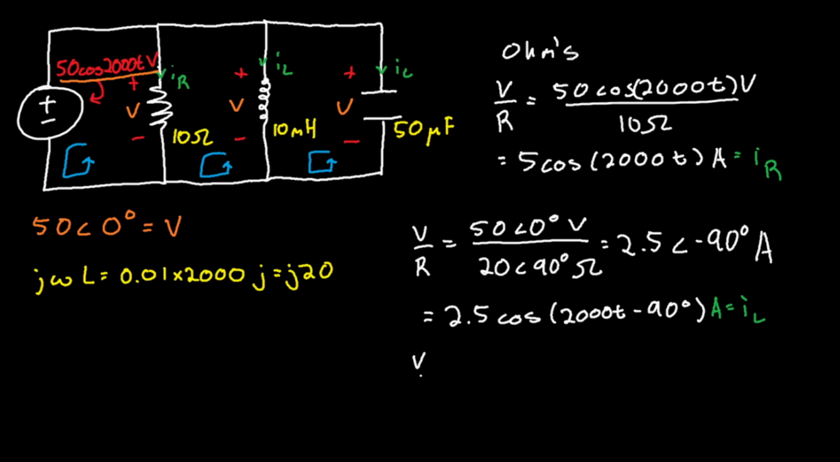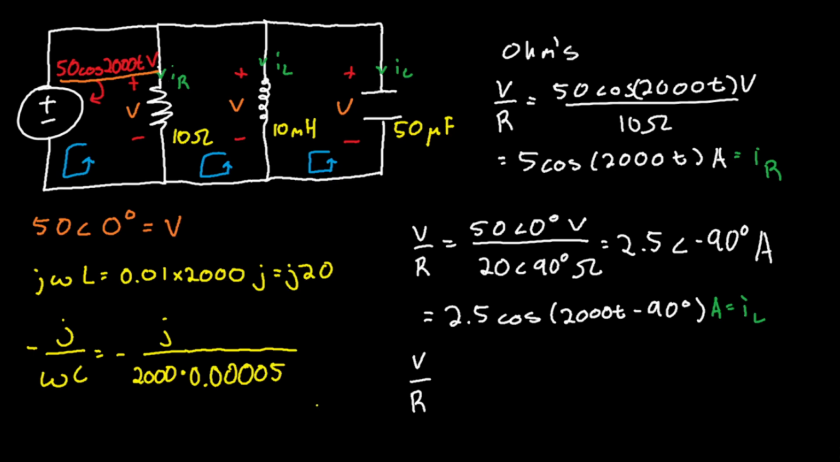All right, one last thing. We need to find the current at the capacitor. Well, for the impedance of capacitors, this is the formula. So we have negative j over angular frequency, 2000, times capacitance, which is 50 microfarads, which is 0.00005 farads. This is what it would look like. And if we were to plug this all into a calculator, you would just get negative j10 ohms, of course.